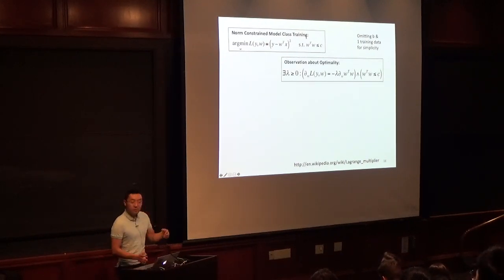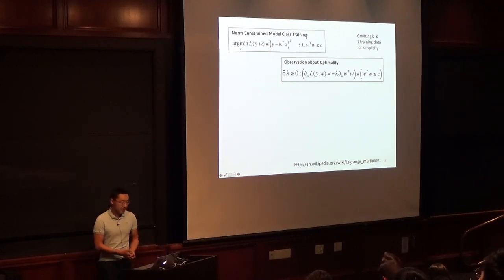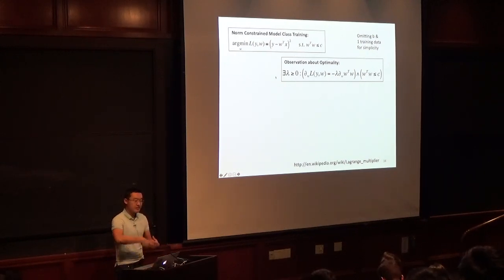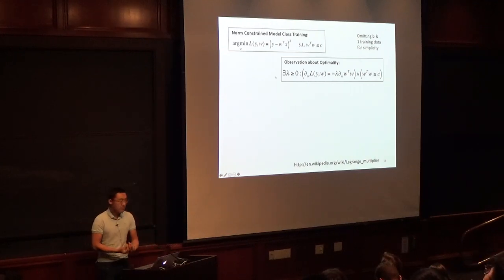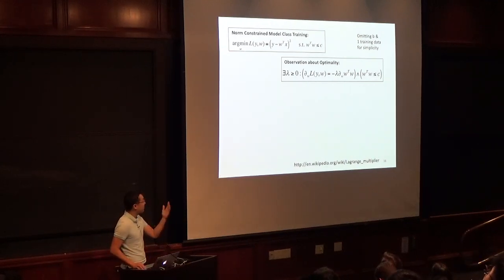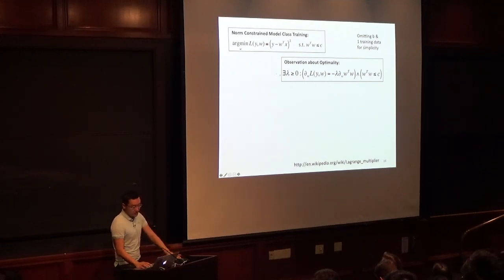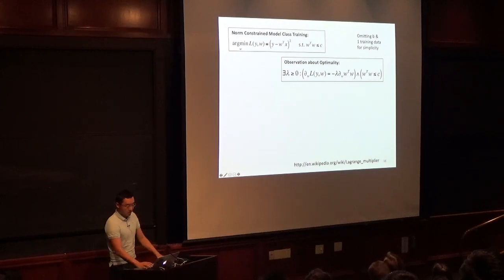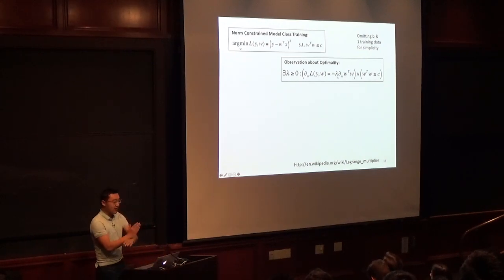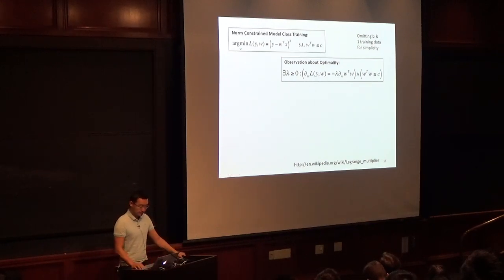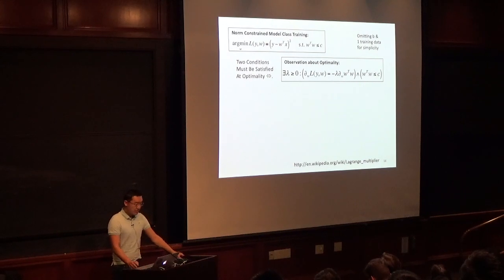By looking at the example from the previous slide, we had this observation that at an optimal solution of this problem, the gradient update takes you back to the original point, which is a place where the gradient is 0 effectively. There must exist a lambda where this property holds, where the gradient of the loss function is exactly aligned with the normal of the constraint boundary. These two conditions must be satisfied at optimality.